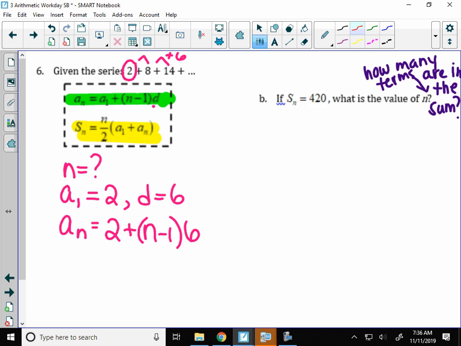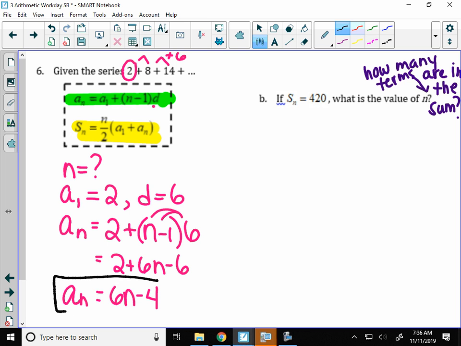Now, all I'm going to do is simplify that expression. I'll distribute the 6 here. I'll get 2 plus 6n minus 6. And I'll simplify that to be 6n minus 4. I'm going to write a little a sub n over here. So that's going to be really important for us. I need that a sub n in order to do this yellow formula to find the sum. All right, so that's all I know right now. So let's jump back over to using this 420 and finding the value of n.